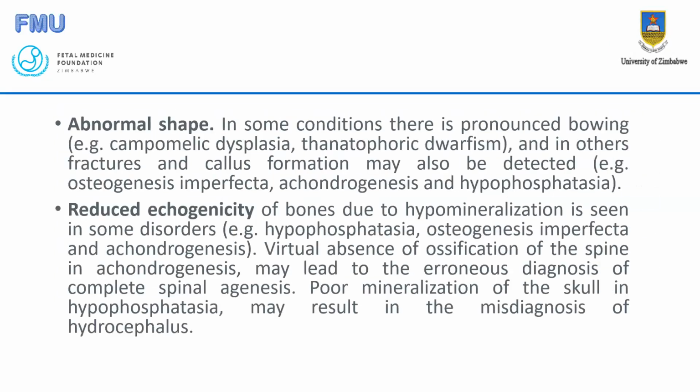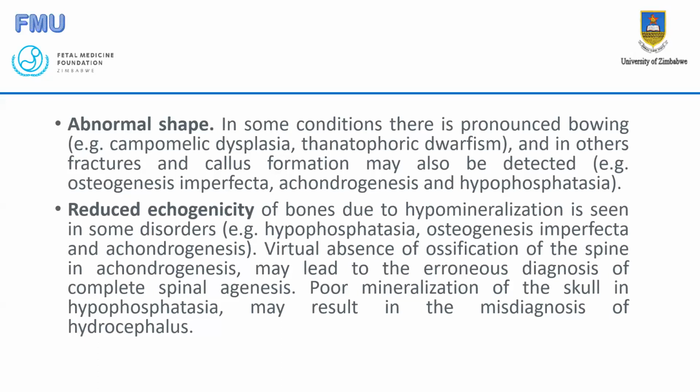Then, as part of screening for skeletal dysplasia, we also assess for abnormal shape, both of the head and the extremities. What you normally see is bowing of the long bones of the legs, which is normally evident in the femur, the tibia and the fibula in most cases. There are two main skeletal dysplasias that normally cause this: campomelic dysplasia and thanatophoric dwarfism, or thanatophoric dysplasia.